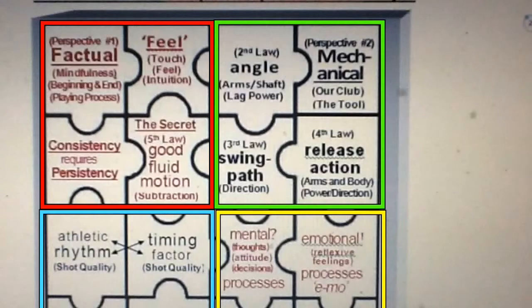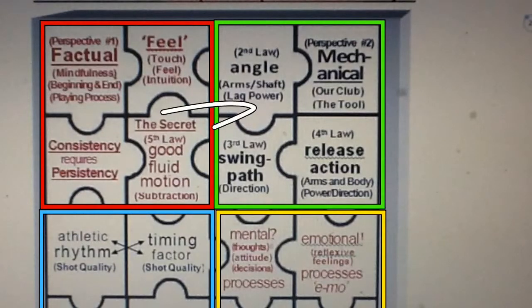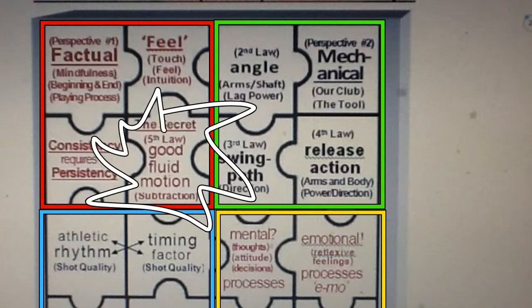And then again, we mentioned at the second level of the puzzle that in order to become consistently good at having good fluid motion take place, it's going to require that we become persistent with doing all things necessary in order for that to happen. When we are addressing things in this manner, we are truly beginning with the end in mind, and this is what the first perspective is all about. It's our mindfulness as a golfer. It's beginning with the end in mind in terms of developing our playing process in such a manner that it will in fact allow us to experience that good fluid motion that we're looking for.